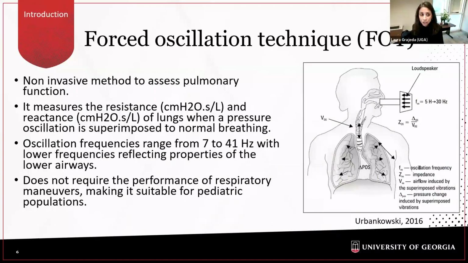To measure lung function, we are going to use the forced oscillation technique. This technique measures the resistance and the reactance of lungs when a pressure oscillation is superimposed to normal breathing. Oscillation frequencies range from 7 to 41, with lower frequencies reflecting properties of the lower airways. As opposed to spirometry, this technique does not require performance of respiratory maneuvers, making it suitable for pediatric populations.